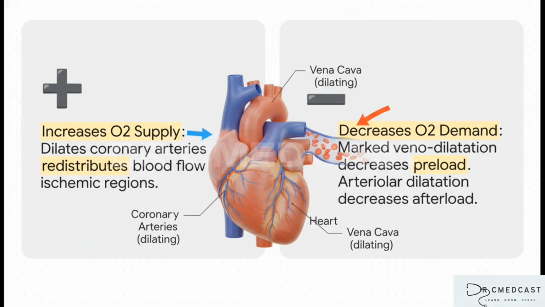And this is how nitrates fix that supply and demand problem. They do increase supply a bit by dilating the coronary arteries, but their main effect, the real magic, is on the demand side. They cause massive venodilation, which means less blood returns to the heart. This dramatically reduces the heart's workload, what we call preload, and that means it needs a whole lot less oxygen.